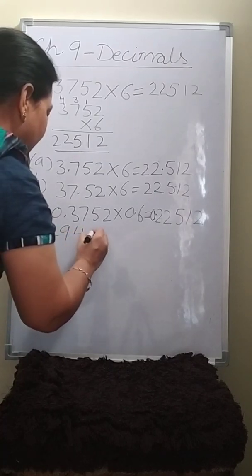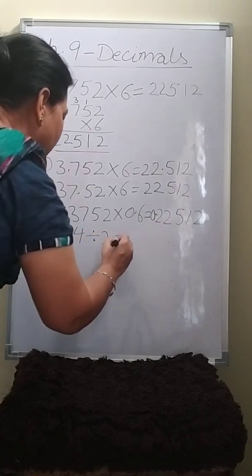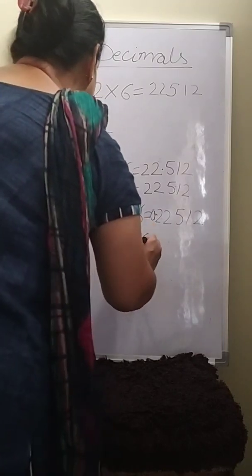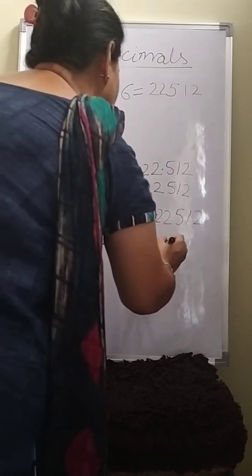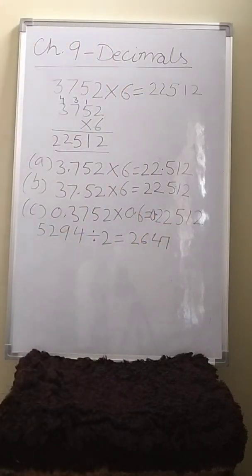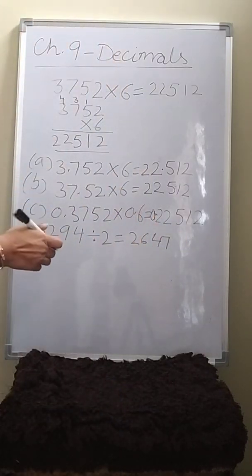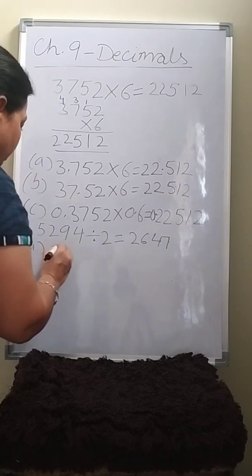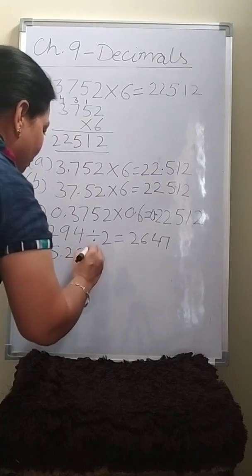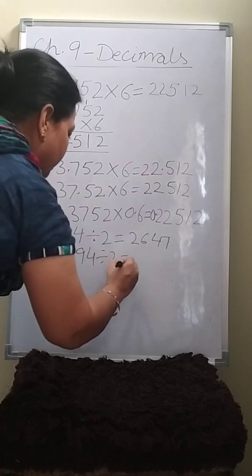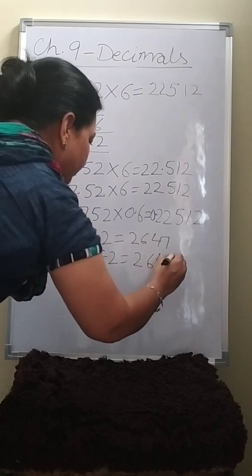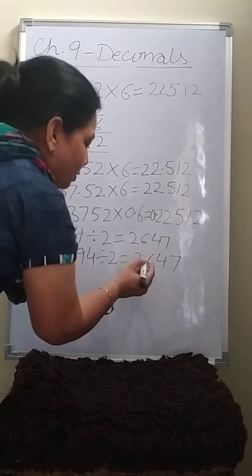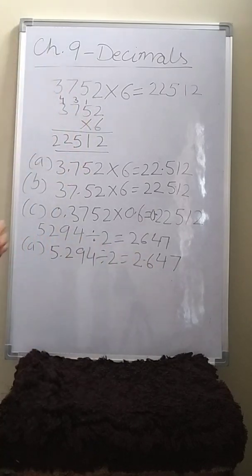Similarly in division sums, suppose you have the question 5294 divided by 2. The answer is: 2 2s are 4, 1 is 12, 2 6s are 12, 2 4s are 8, 1 is 14, 2 7s are 14. This is the answer you have been given. So you have to change the position of the decimal. Suppose you have the question 5.294 divided by 2. The answer is the same. The decimal is before 3 digits. In the answer also the decimal will be before 3 digits.